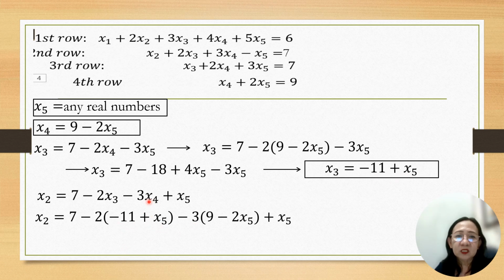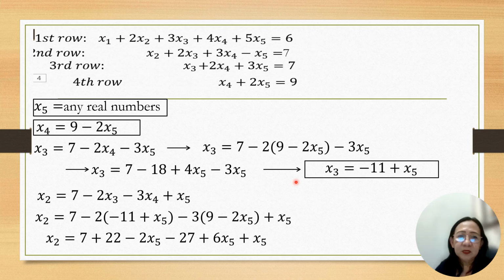And then, minus 3 times the value of x sub 4. So, we enclose it in parentheses. We have 9 minus 2x sub 5. And then, copy x sub 5. So, simplifying by distributive property, 7 plus negative 2 times negative 11 is positive 22. Negative 2 times x sub 5 is negative 2x sub 5. Then, negative 3 times 9 is negative 27. Negative 3 times negative 2x sub 5 is positive 6x sub 5. And copy x sub 5.